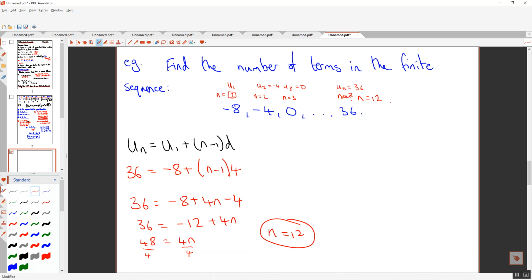So don't get confused about n and un, okay? Un is the actual number in the sequence. N is the number of spaces that you move along to get to it. My problem is that I put the 36 as n and also as un. N's are like your house numbers. If you're going down a street and they're all numbered 1, 2, 3, 4, 5, 6, 7, and these are the people that live at them. In house number 1, -8 lives there. In house number 2, -4 lives there, and so on.